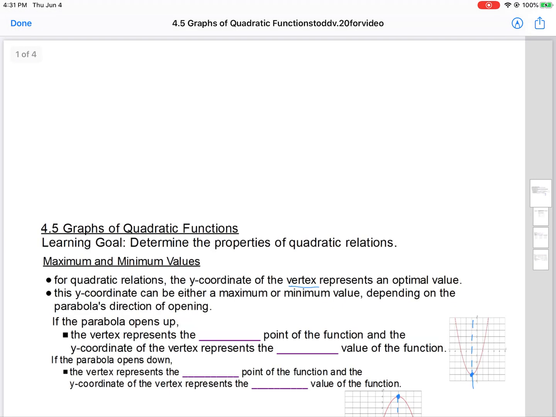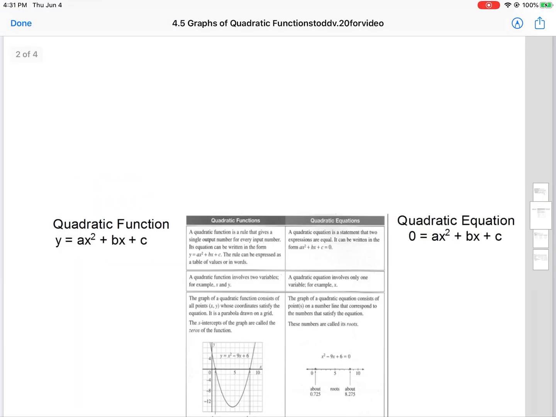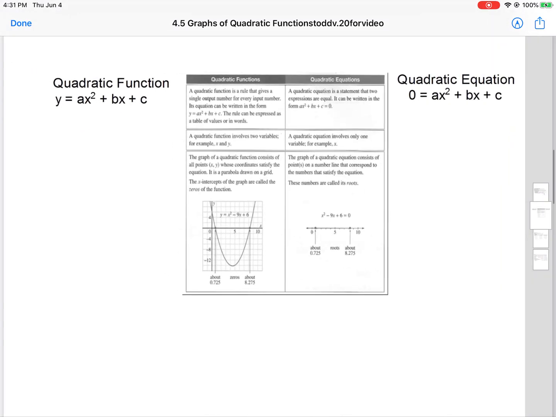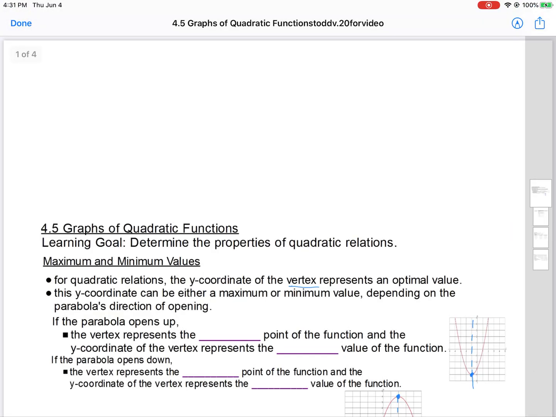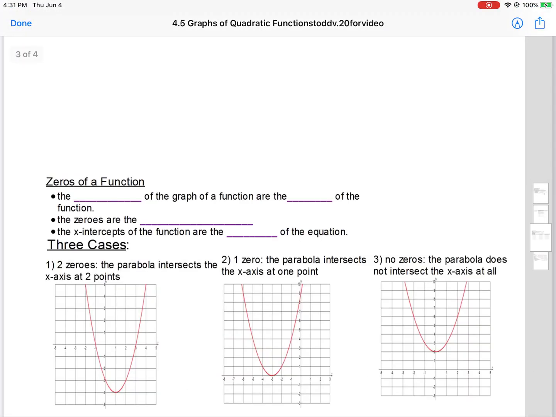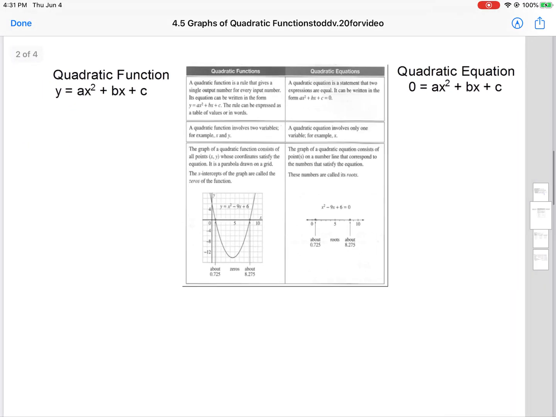And we did equations with time, right? So when height is 0, when did it hit the ground, right? So the ground would have been the x-axis.